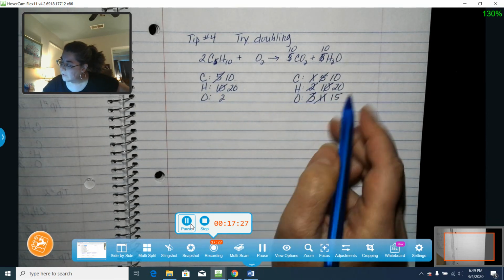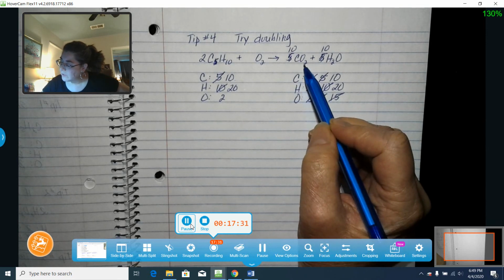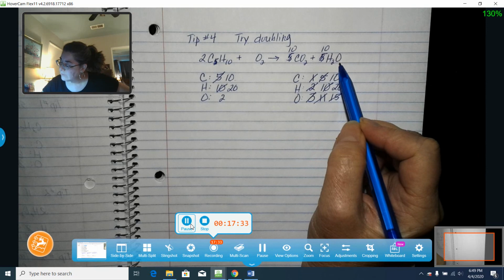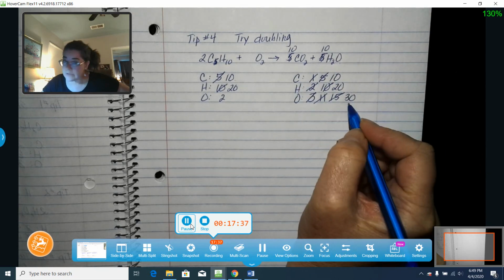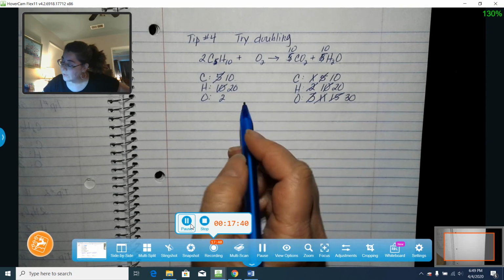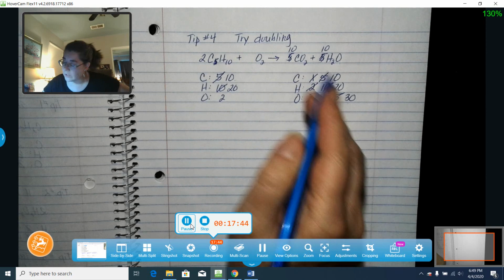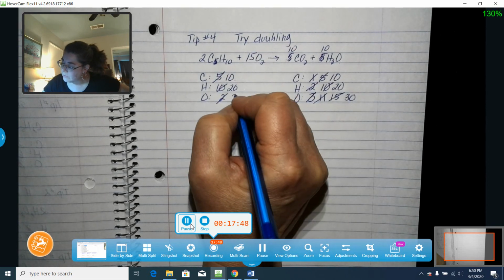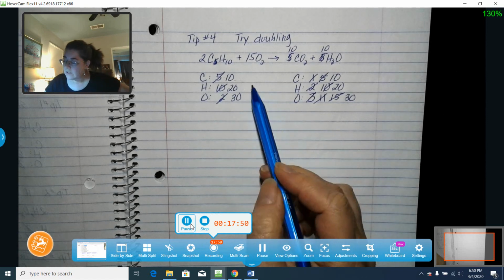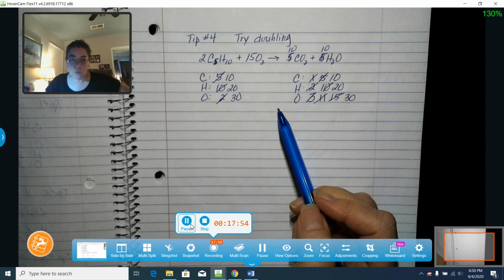Okay, now how many oxygens do I have? I have 10 times 2, that's 20, plus another 10, so 20 and 10 make 30. And now it's an even number, so I can put a coefficient here to get to 30, and that coefficient will be 15. 15 times 2 is 30. Okay, so that's how you do tip number 4.